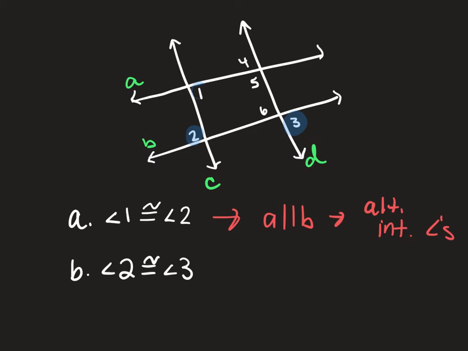Yeah, alternate exterior. Right, because if B is the transversal and C and D are the parallel lines, you've got 2 on the outside, on the top really, and 3 on the outside on the other side. So that means that line C would be parallel to line D, and they are alternate exterior.